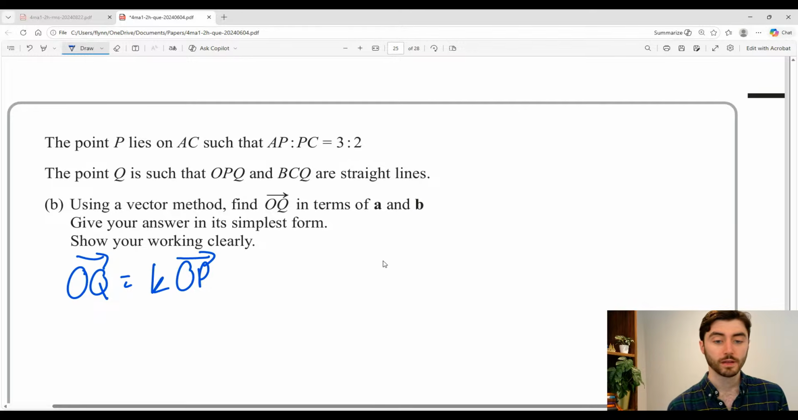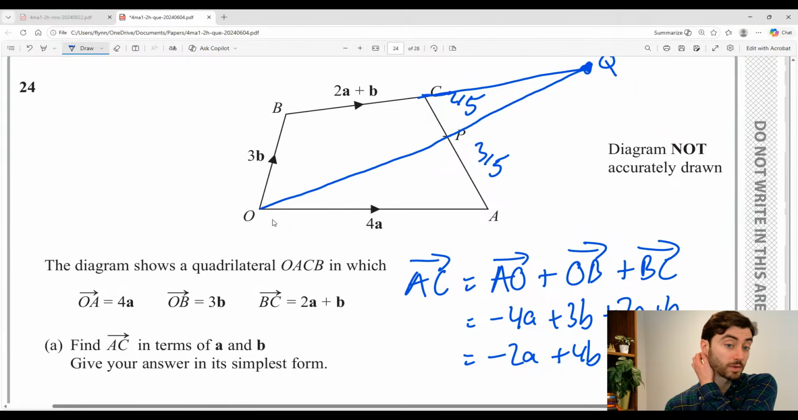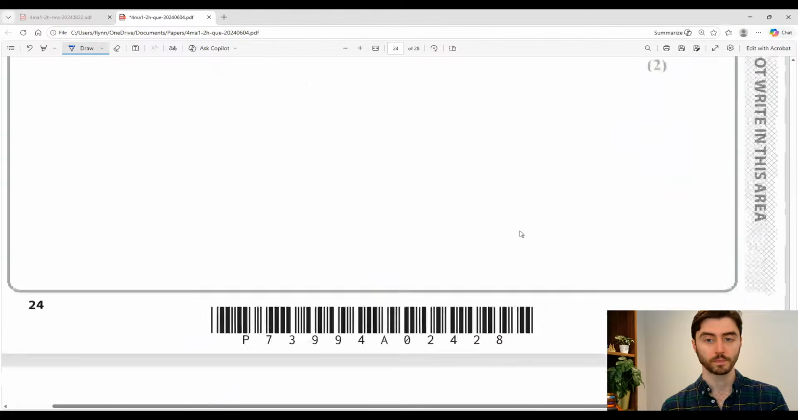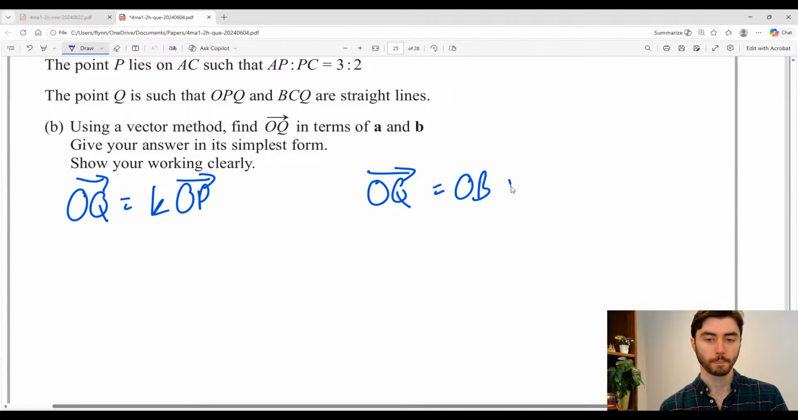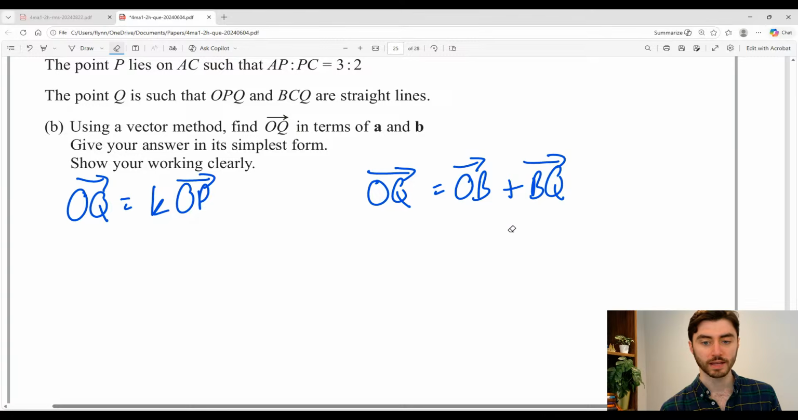And my other path from O to Q is going to be the other line, which is BQ. So I'm going to go O to B and then B to Q. Now again, BCQ is a straight line, which means that BQ is parallel to BC, which means it is some multiple of BC. So I'm going to write that in now in my path. So it's OB plus some multiple, I'll call n lots of BC.